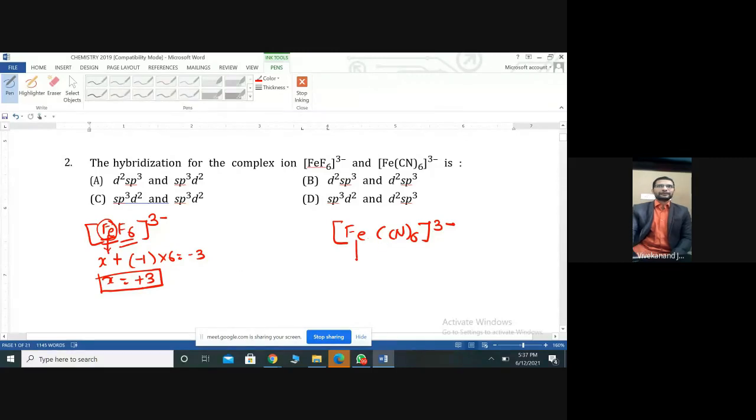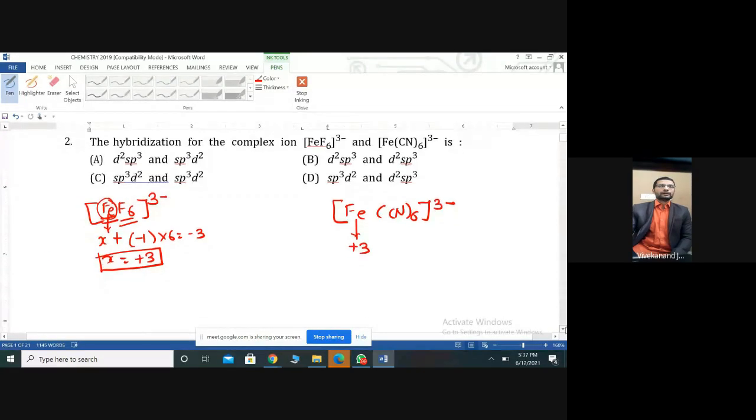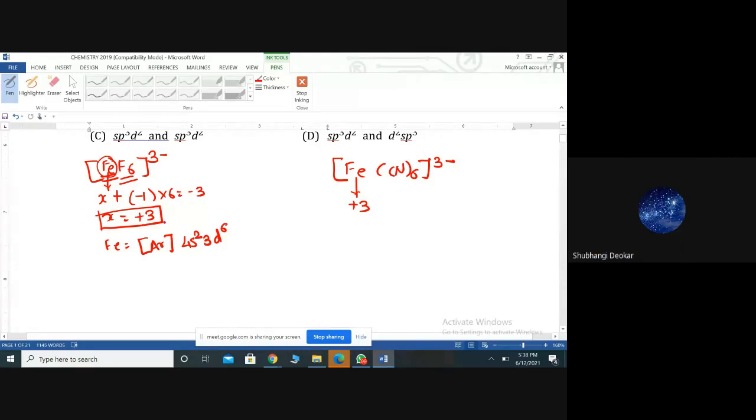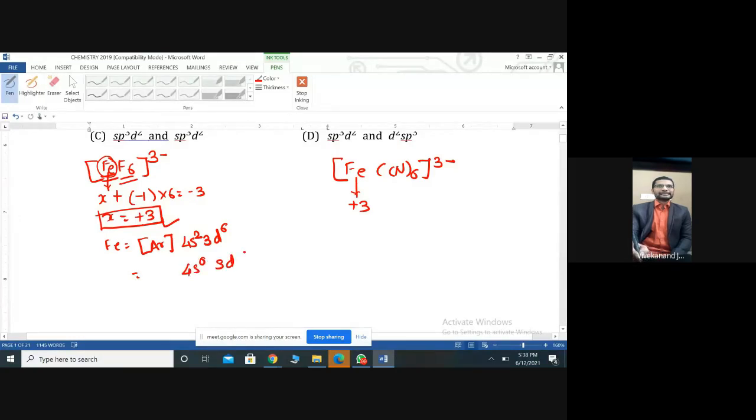For this Fe, the oxidation state is +3. Now, how many electrons are present in Fe? The general electronic configuration for Fe is Argon 4s2 3d6. Is it right? Here we have to remove 3 electrons from it, and the electronic configuration becomes 4s0 3d5.